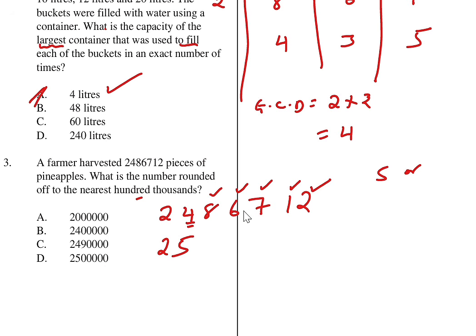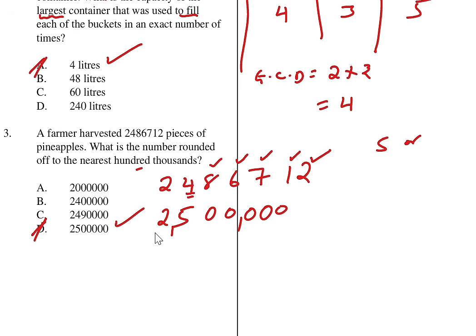So how many zeros? 1, 2, 3, 4, 5. So this number will be 2,500,000. So from the options, I can see the correct option is D. We continue to number 4.